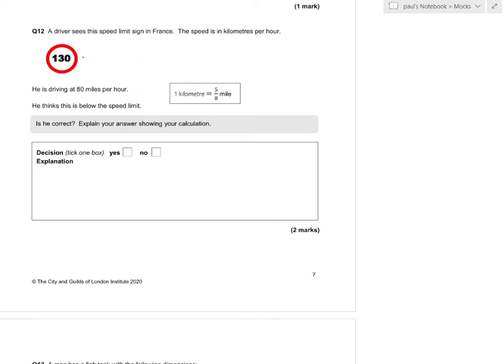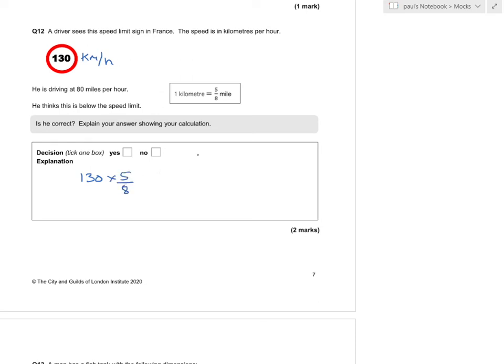Right. The driver sees the speed limit in France. The speed is kilometers per hour. He's driving at 80 and he wants to know whether this is below the speed limit. So kilometers. So let's change the kilometers into miles. Yeah. So we got 130 kilometers times 5 divided by 8.